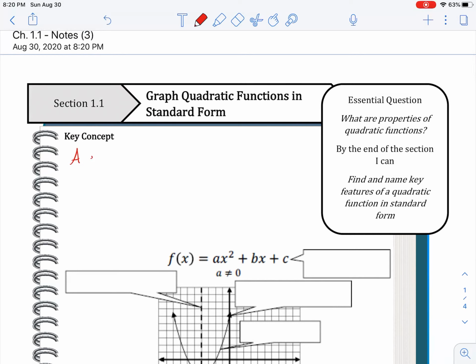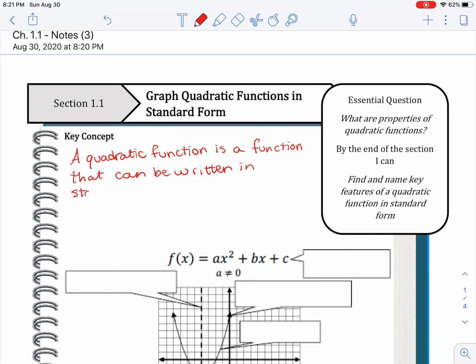So let's make this definitive here. A quadratic function is a function that can be written in standard form, which we'll talk about what that looks like, and that is y equals ax squared plus bx plus c, where a is not equal to 0, because otherwise we'd still be talking about linear functions.